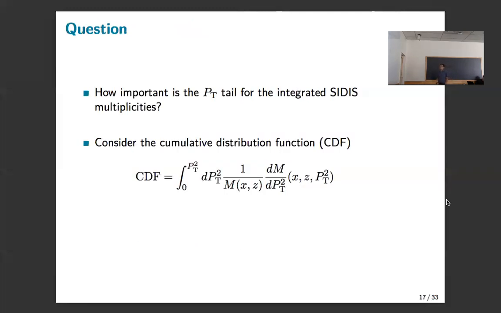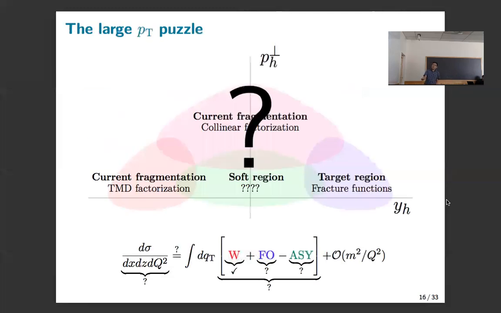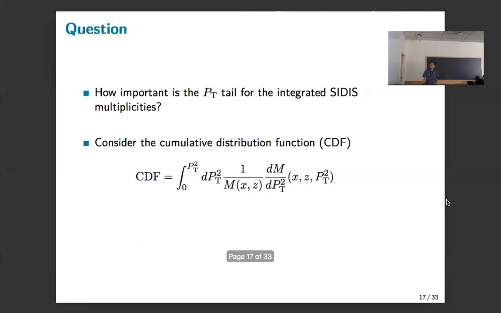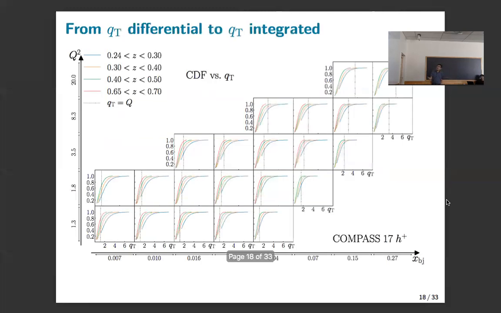So one question that one can ask, for instance, is, if this stuff actually works, how important is the QT spectrum to the full integrated cross section? So I calculate the cumulative distribution function, which I define here. What you can see is that these vertical lines show the range of QT equal to Q. If you go to small x, you see that it saturates far beyond QT, which means that in the small x region the QT integrated cross section receives significant contribution from the tails.